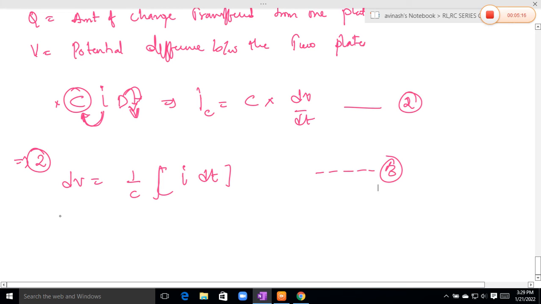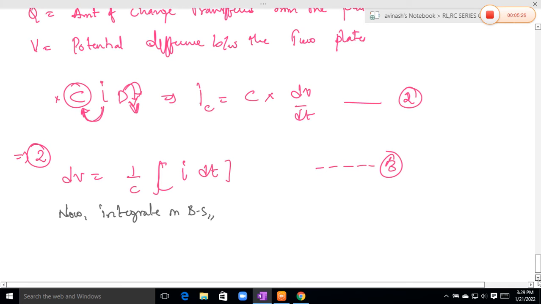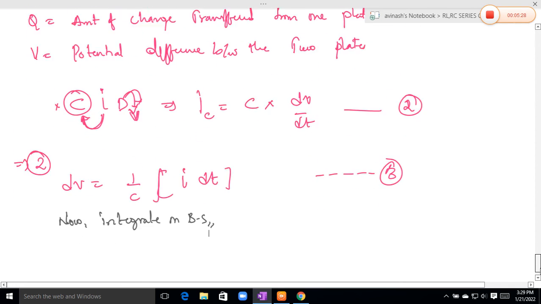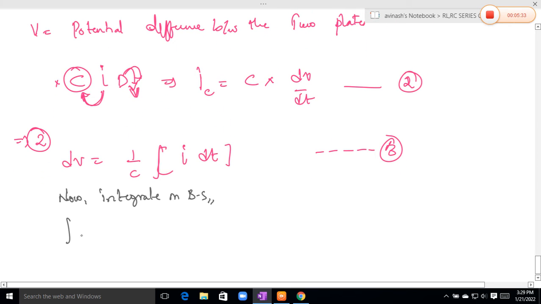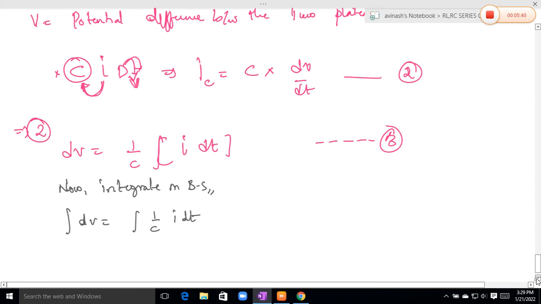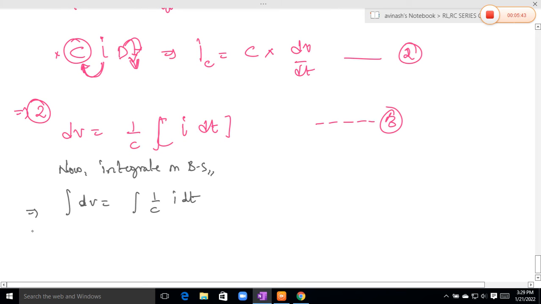Let us rearrange equation 2 as dV is equal to 1 upon C, I into dt. Agree? Let us take this as equation number 3. Now integrate on both sides. What do we get here? Integration of dV is equal to integration of 1 by C I dt.